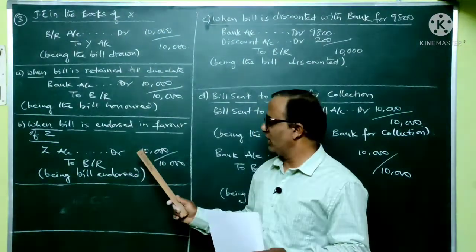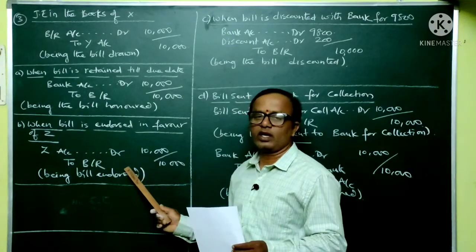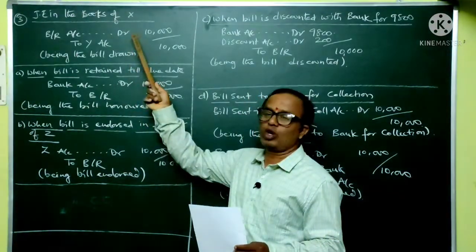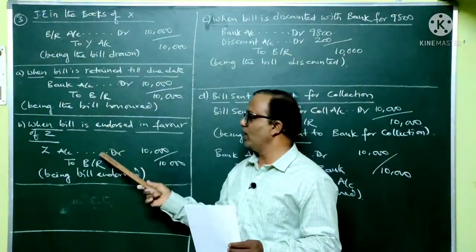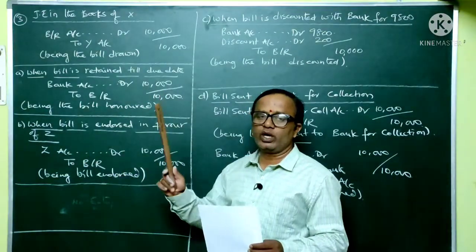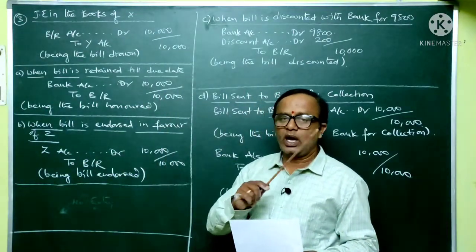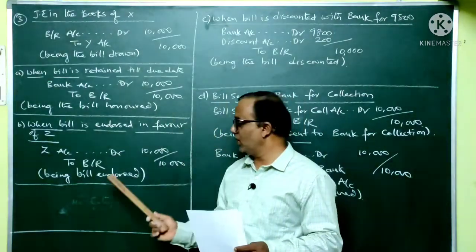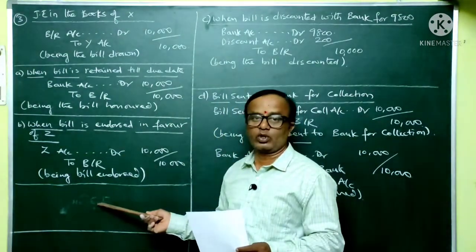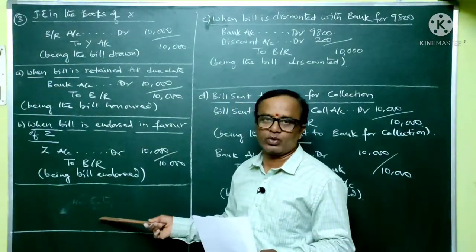Now observe, if this particular endorsed bill is honored, will there be any entry in the books of X? You are X. When you have endorsed it in favor of Z, on the due date the drawee will make the payment and Z will be receiving the money. But you are in no way concerned with that on the due date. As such, there will be no entry in your books.